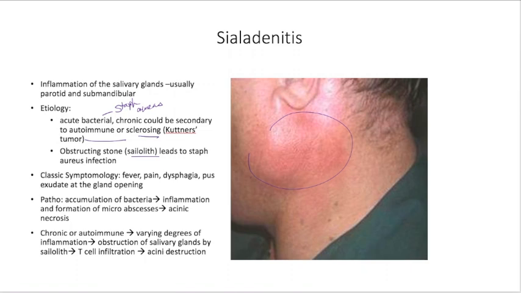So for the bacterial, it would be accumulation of the bacteria, inflammatory response, and formation of a microabscess, and acinar necrosis would be present. If it's chronic or autoimmune, there are varying degrees of inflammation, possibly related to obstruction of the salivary glands by the sialolith. We do get some T-cell infiltration, and then we get acini destruction. Airway compromise would be something to be aware of. Obviously ABCs, since we're dealing with the throat area.